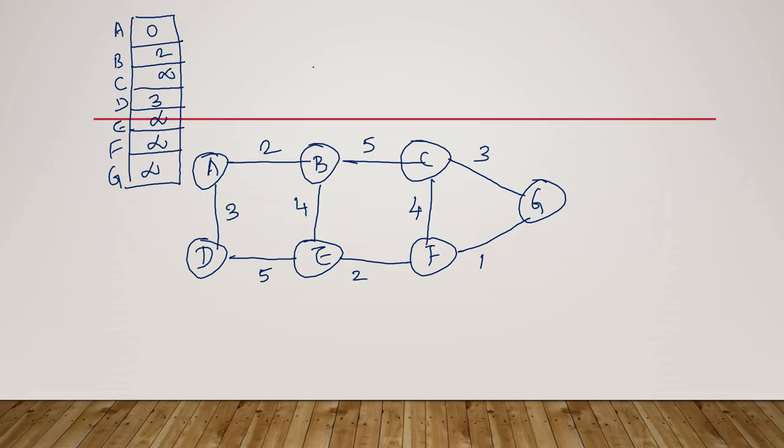So now the B is going to be calculating the table A, B. B to A, the value is 2, B to B value is 0, B to C, the value is 5, and B to D, the value is infinite, B to E, the value is 4, B to F, the value is infinite, and B to G the value is infinite.